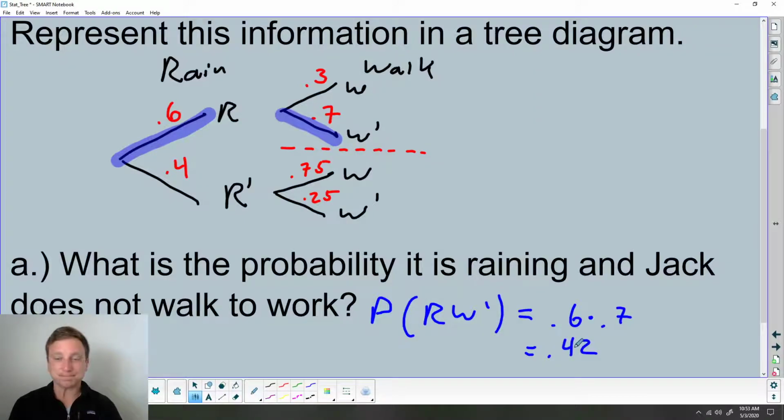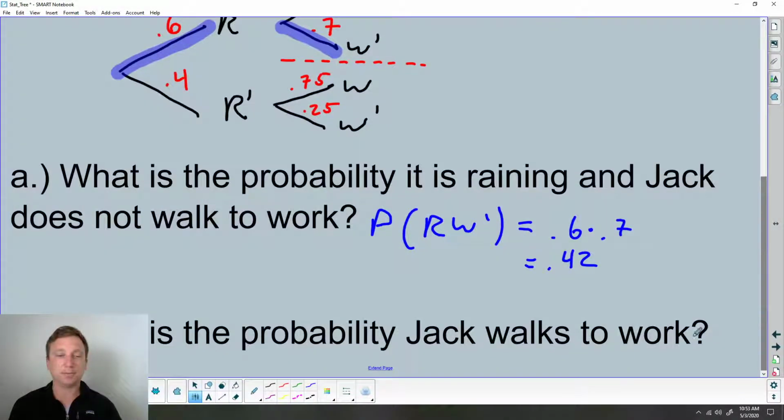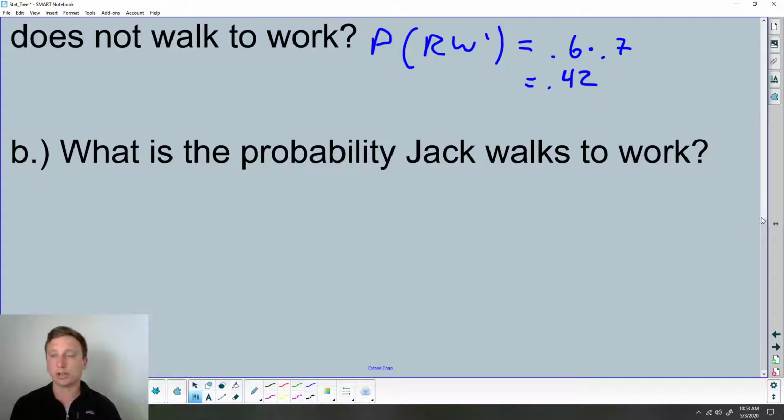So there we have it. 0.42 is the probability that it's raining and Jack does not walk to work, out of all the outcomes that can happen. Second one, what's the probability that Jack walks to work?